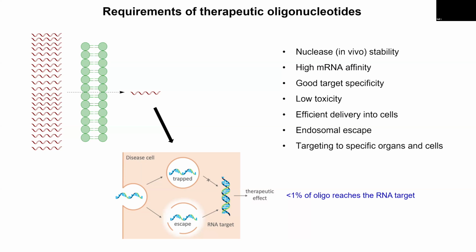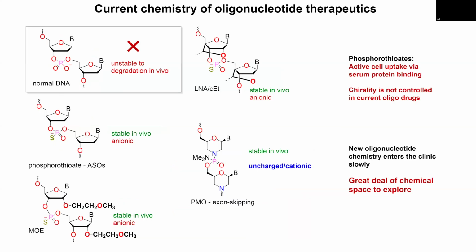Even when oligonucleotides get into cells, they tend to reside in endosomes and are either degraded or very slowly released. So endosomal escape is important. And what's becoming more and more important as the field develops is to be able to target specific organs or cell types. And this is one of the key areas at the moment of development. So these are quite a high bar to get an oligonucleotide to work in cells. So we can't use unmodified oligonucleotides.